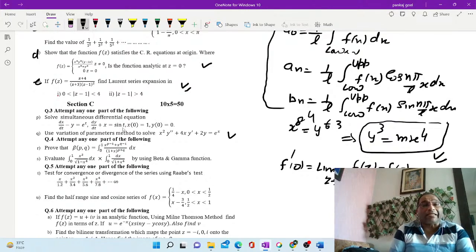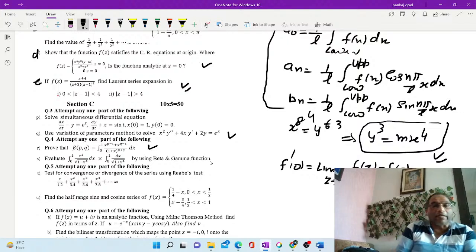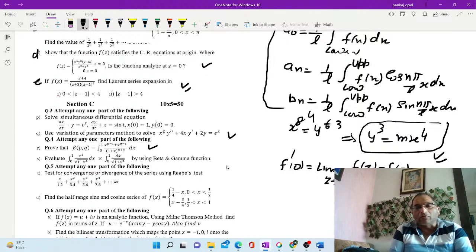And then comes the section C. In question number 3, there will be 2 parts. You have to attempt only one part, right? And in the next question there will be 2 parts. One is, I think, beta gamma functions, applications or some proof of formula, and the other one is application, or there may be the Dirichlet integration, right?